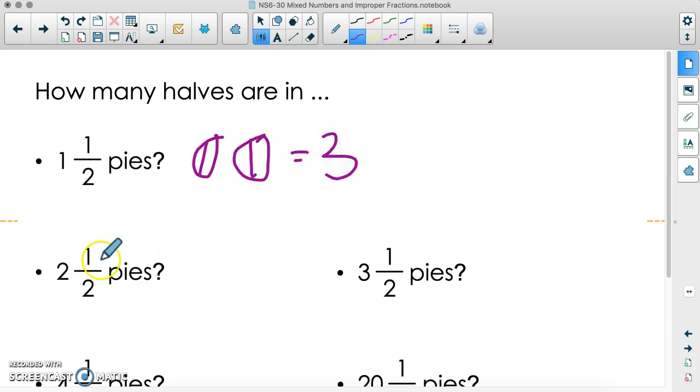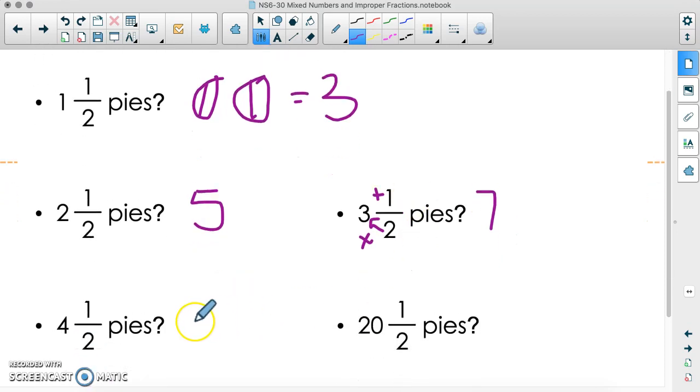If I have 2 1/2 pies, well, I know that 2 times 2 is going to give me 4, plus 1 is going to give me 5 halves. What if I have 3 1/2 pies? Well, I can take 3, I can times it 2 by 3, and then I can add the extra piece. So 3 times 2 is 6, add 1, I have 7 halves. The same theory goes for here. So if I have 4 1/2 pies, how many halves am I going to have? I'm going to do 4 times the 2, which is 8. Then I'm going to add on my extra piece, which is 9.